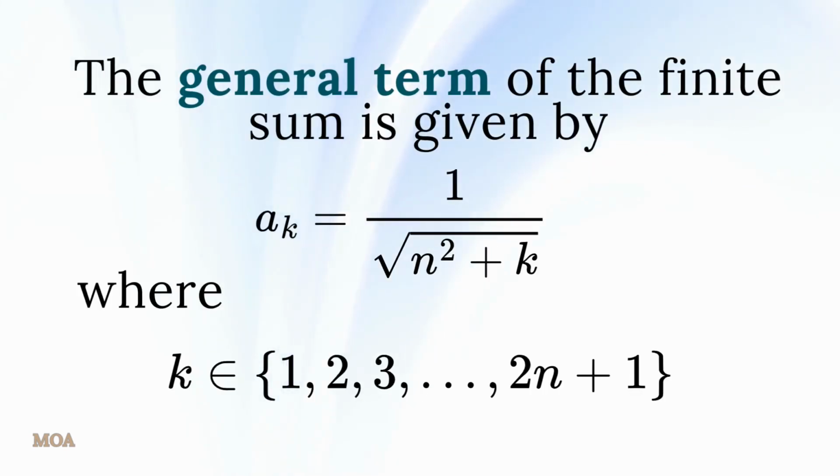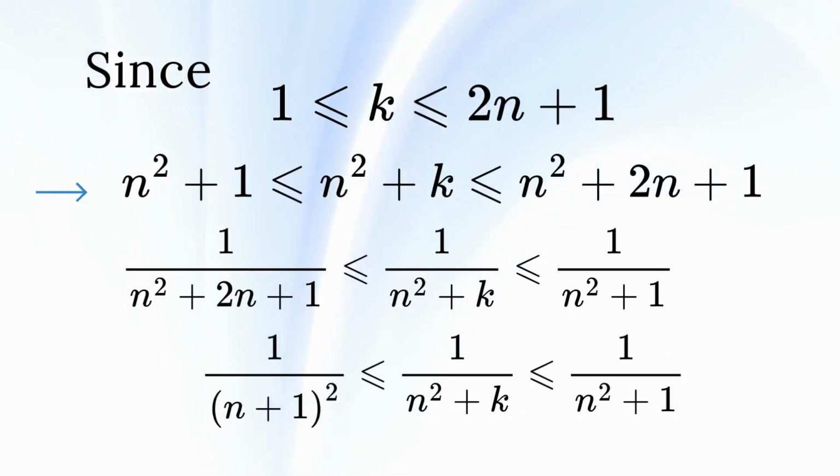The general term of the finite sum is given by a sub k equals 1 over the square root of n squared plus k, where k takes the values 1, 2, 3, up to 2n plus 1. Since 1 is less than or equal to k, which is less than or equal to 2n plus 1, for any natural number n, adding n squared to each side of the inequality, we obtain n squared plus 1 is less than or equal to n squared plus k, which is less than or equal to n squared plus 2n plus 1.